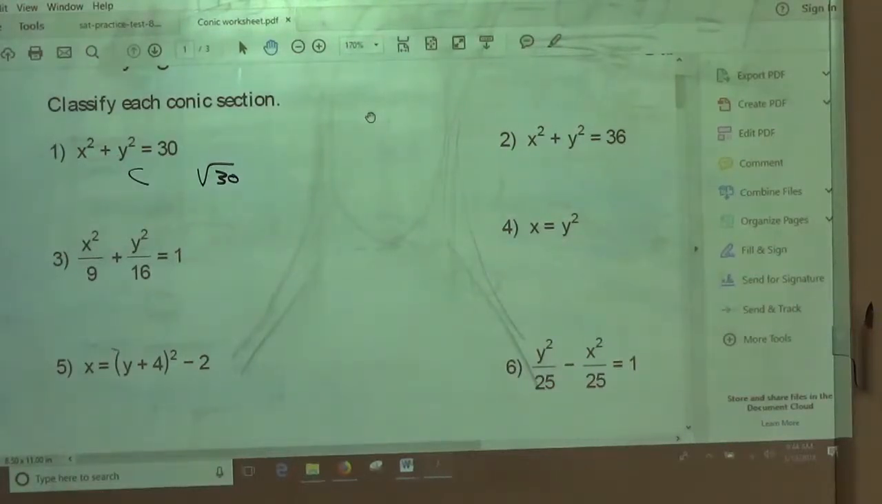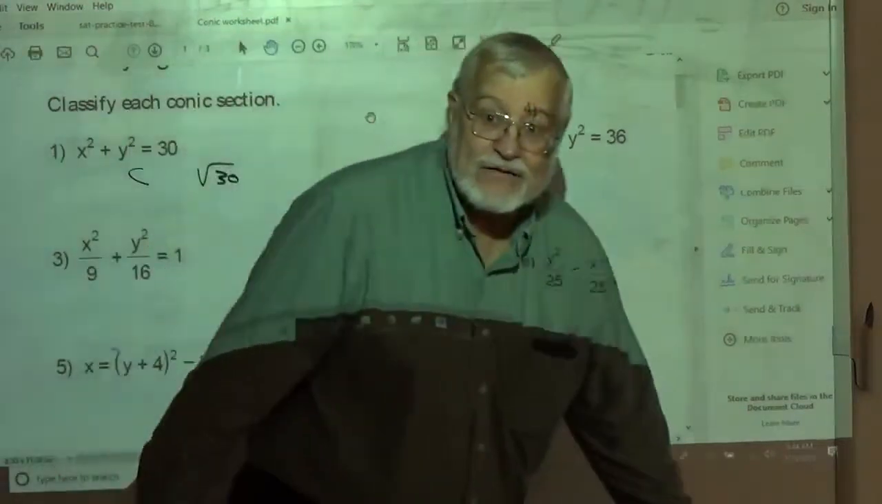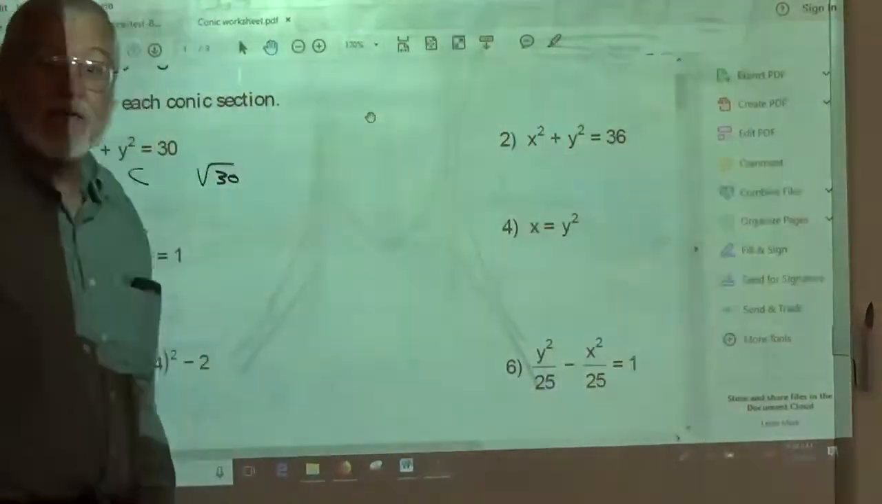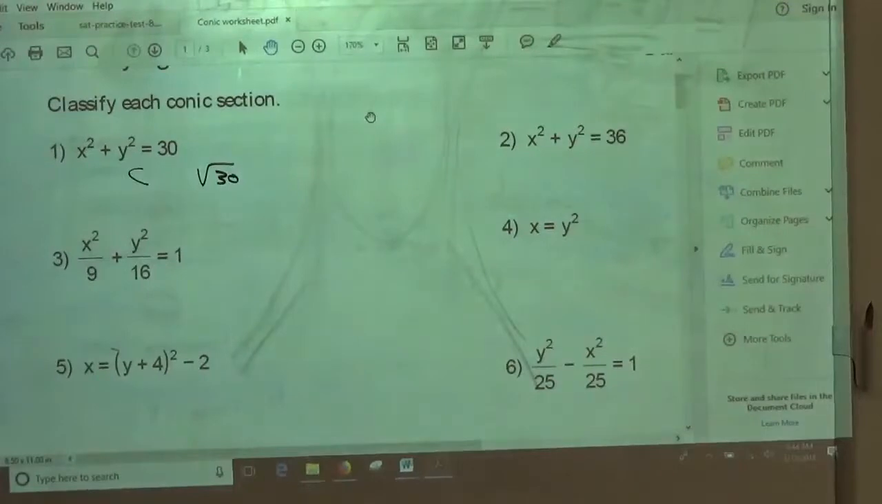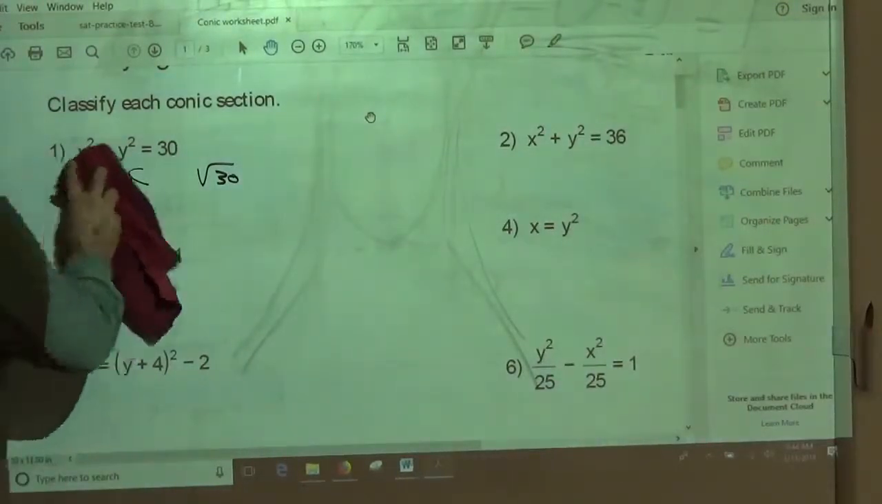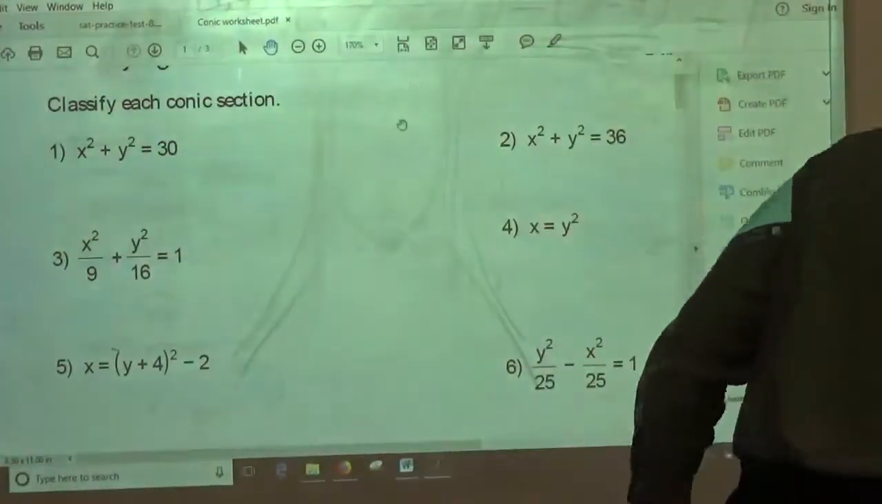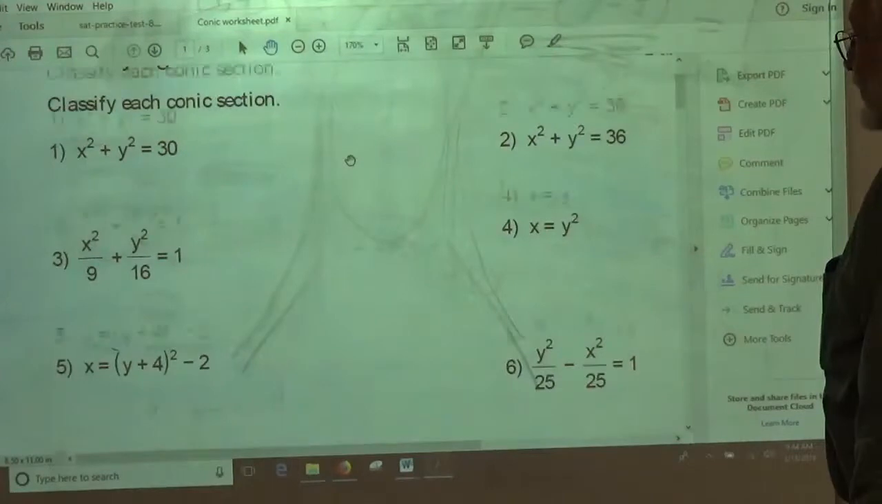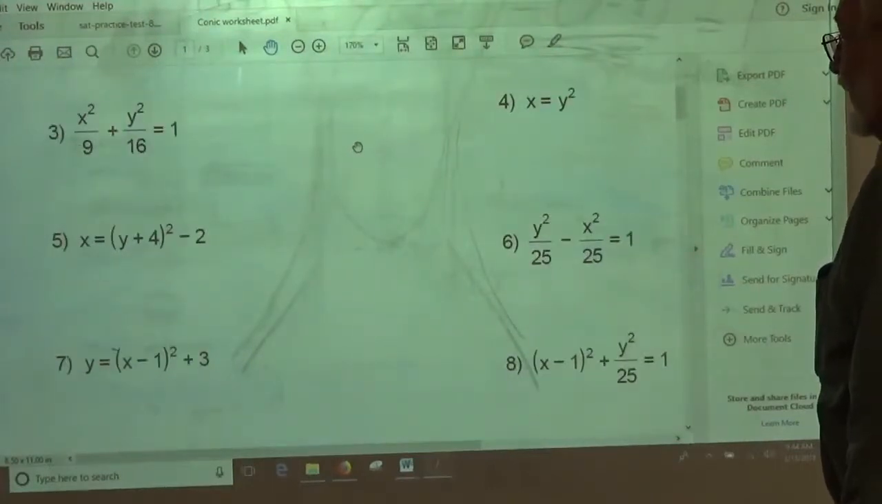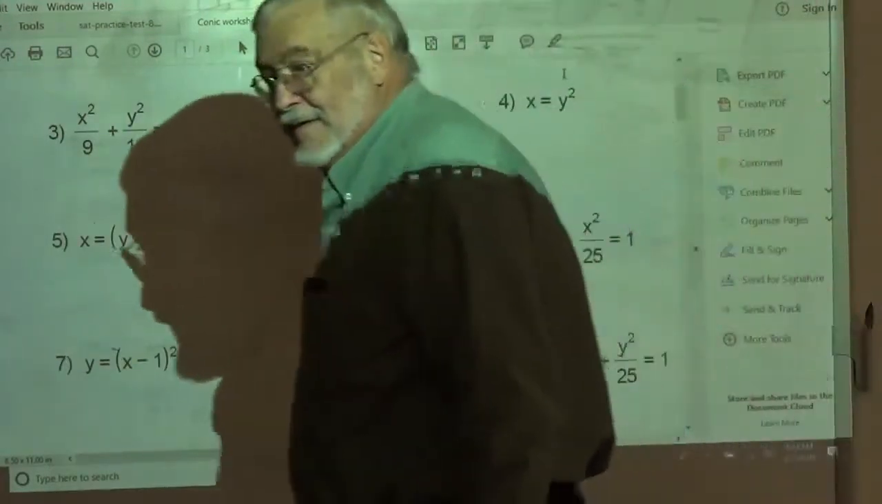All right, now, number 2, what do you see? Both squared, both the same. Correct? Same coefficients. So this is also a circle. What's the radius? 6. All right? Because that's a perfect square. Okay? Now. All right? Number 3. What do you see?